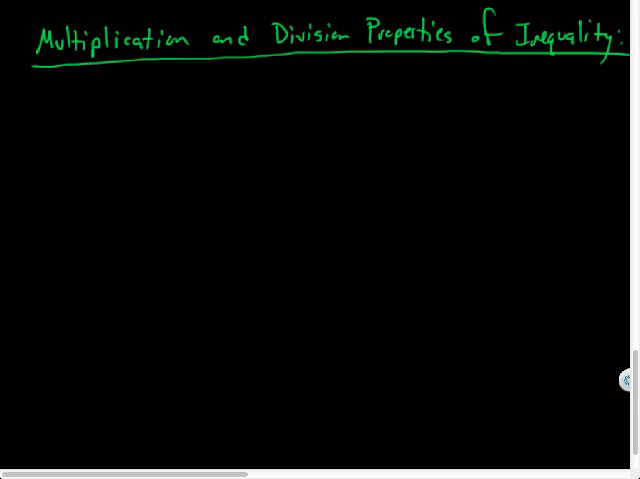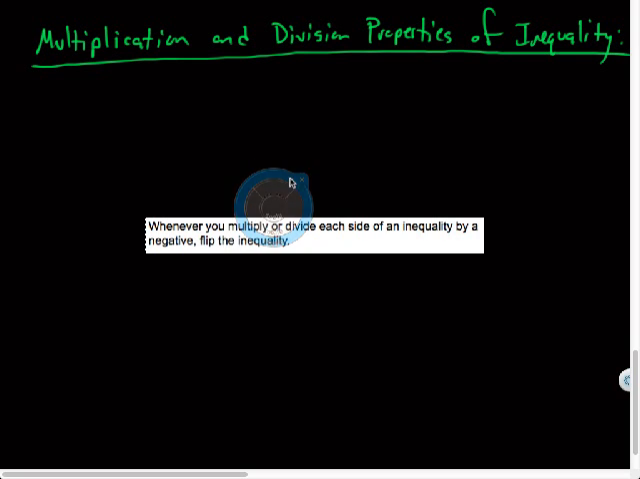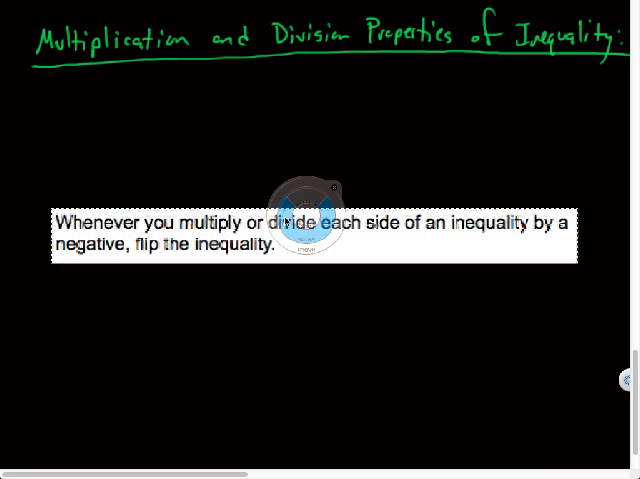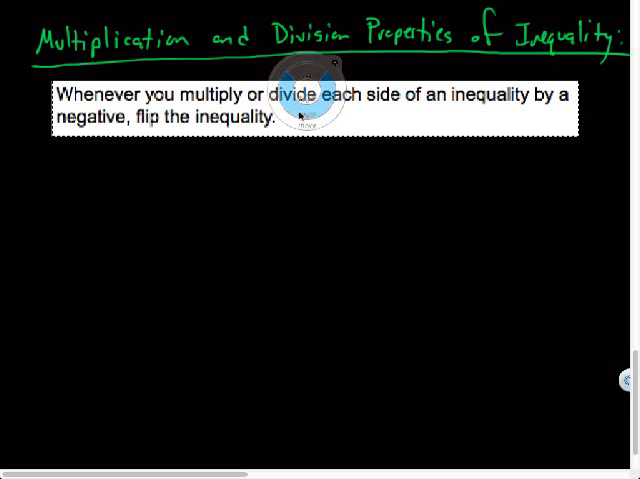Oftentimes. So let's see. I'm going to summarize this with the following statement, which says: whenever you multiply or divide each side of an inequality by a negative, flip the inequality. Flip it. Flip the inequality.